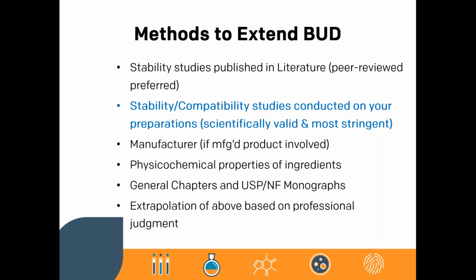Also, physiochemical properties of the ingredients should be considered when extending the beyond use date. Look at the general chapters and USP monographs. USP is publishing actually quite a few compounded monographs with the stability data that have actually been performed. Extrapolation of the above should be based upon professional judgment as always.